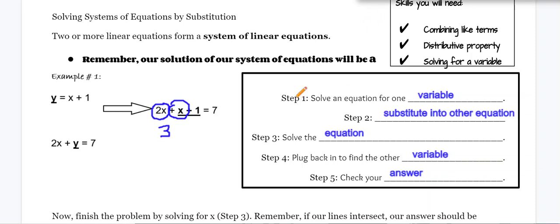So substitution, here's our steps. Step one, solve an equation for one variable. So we want to have one of the equations solved for one variable. If you look over here, there are two equations. This one is already solved for y. So that's good. We have that done.